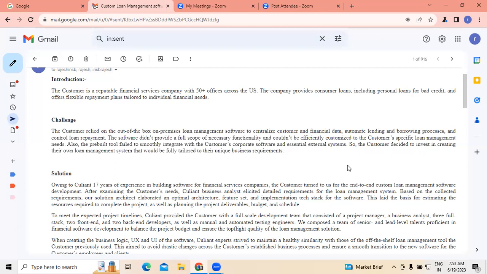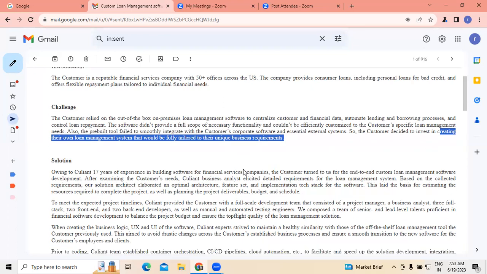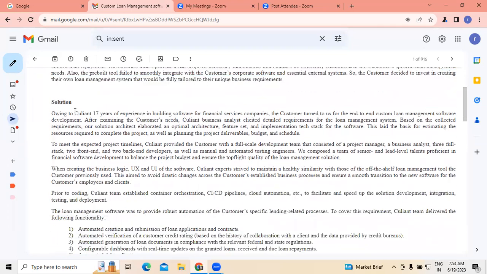So hence, the customer decides to create a custom loan management software according to their business requirements and business needs. That's what generally a customer has decided. Further, this is where you need to explain what exactly your organization is all about, right? So for that reason, they have identified Quliant.